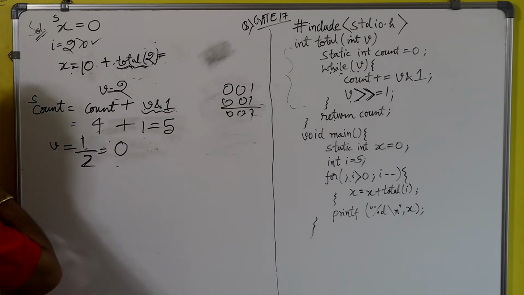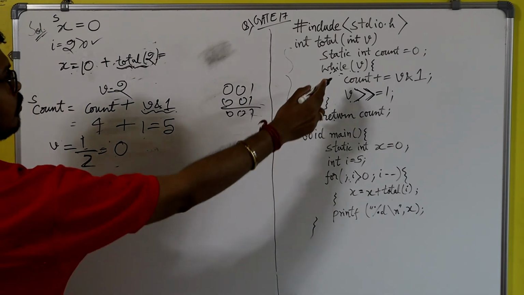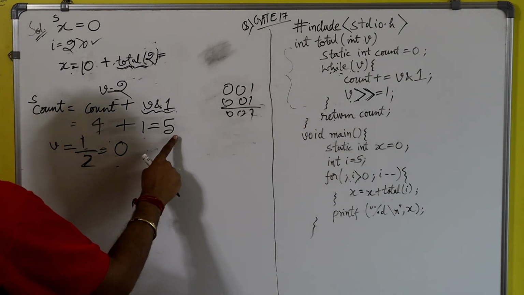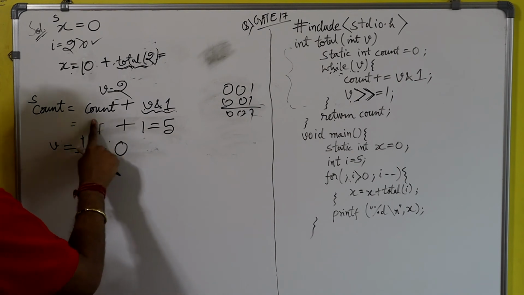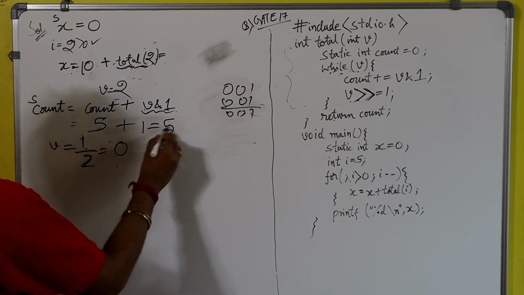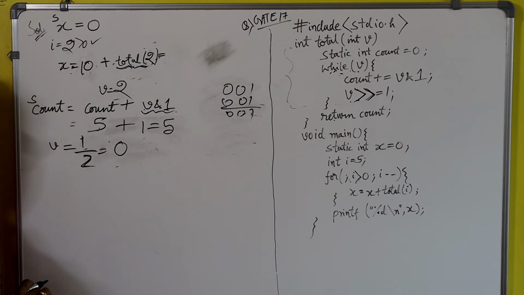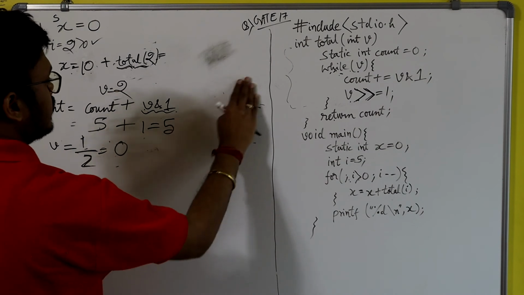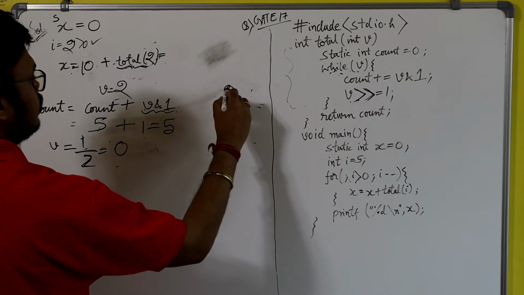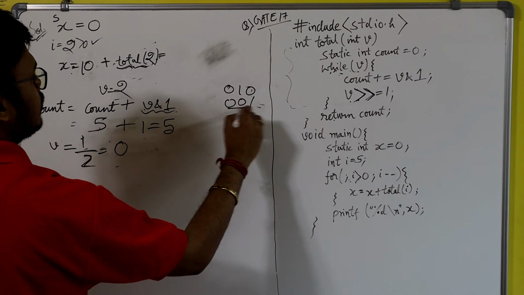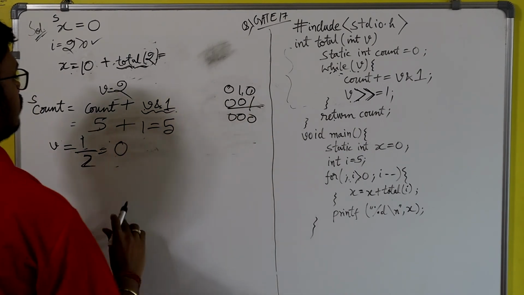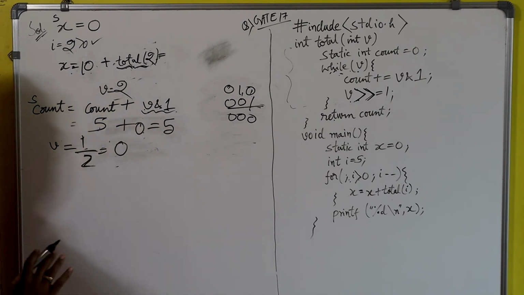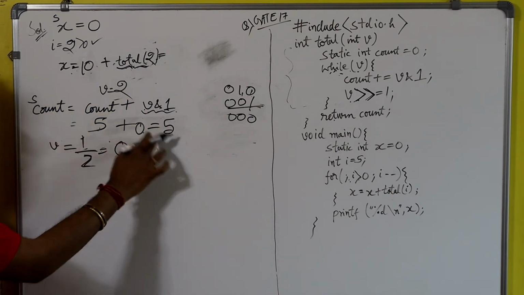Fine. So while 2 is a true statement, count is equal to count plus V and 1. What was the value of count? 5. So let's write 5 in place of count. Count plus V and 1. What is the value of V? The value of V is 2. So let's see what is the value of 2 and 1. 2 is 0, 1, 0 and 1 is 0, 0, 1. So the value of 2 and 1 is 0. Fine. So the count value still remains 5. 5 plus 0 is equal to 5.